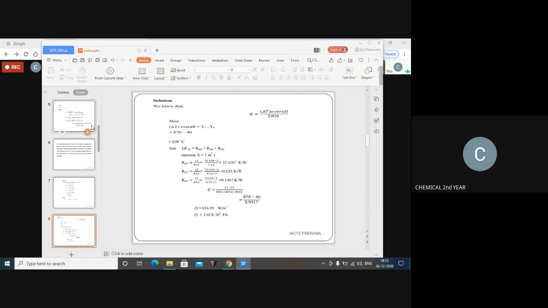0.1467. So you know all the values, and now you have to substitute all the values in the main equation for finding out the value for Q. Q is equal to T1 minus T4 divided by RTH1 plus RTH2 plus RTH3. You will get the answer as 836.95 watt per meter square, and you have to convert it to joule per hour. The conversion will be available in the calculator. After conversion, the answer is 3.01 into 10 to the power 5 joule per hour.